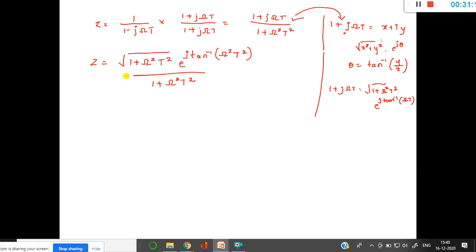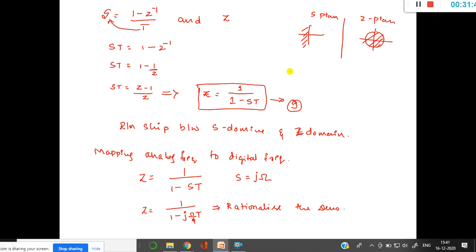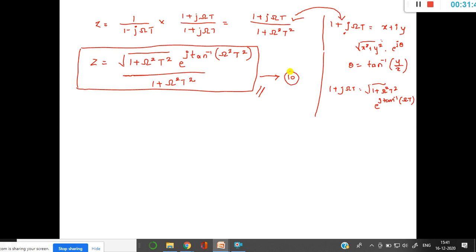You might be surprised why I am doing all this. This will help me to map the frequency components onto the z domain. Wait for a few minutes, we are going to see the usage of this equation. Right now I will call this equation number 10.